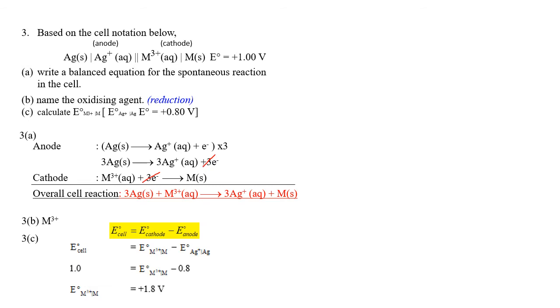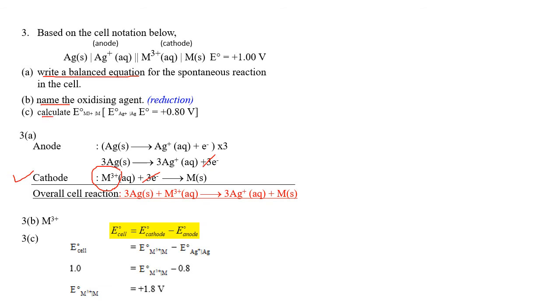And then second question, right? Name the oxidizing agent. Just now write a balance equation. So name the oxidizing agent meaning that undergo reduction. So which one undergo reduction? This one undergo reduction. Yes, M3 plus is the oxidizing agent.